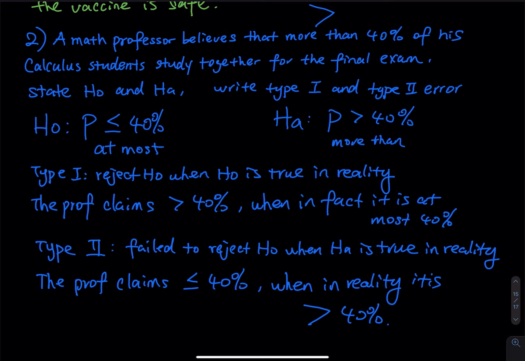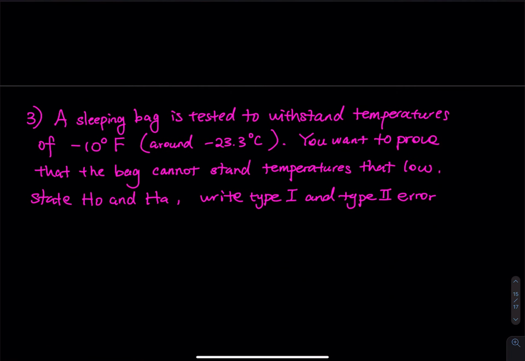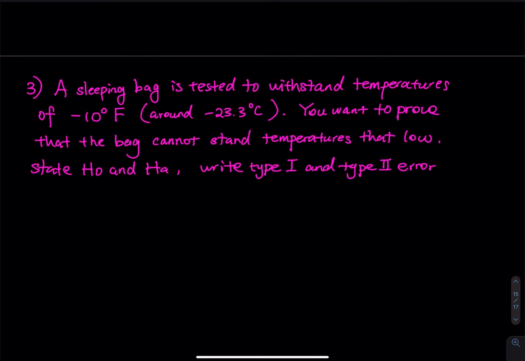Let's do one more. The next one we have this. A sleeping bag is tested to withstand temperature of negative 10 Fahrenheit, around negative 23.3 Celsius. That is very cold. You want to prove that the bag cannot stand temperatures that low. State H0 and HA. Write type 1 error and type 2 error. Okay, first of all, the sleeping bag is tested to withstand negative 10 degrees Fahrenheit. So that looks like an equal to me. Can you put equal in HA? The answer is no, right?